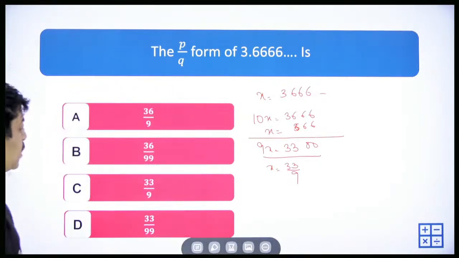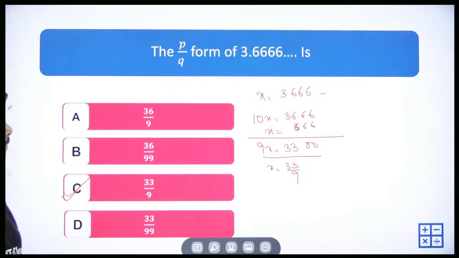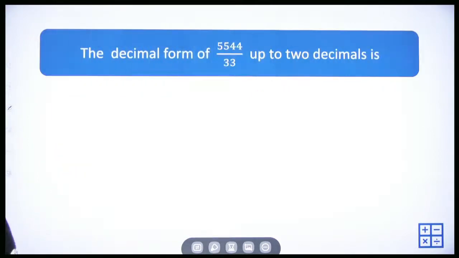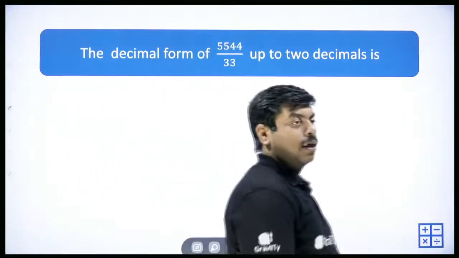Okay, so which option is that? Option C matches the correct answer, 33 by 9. Alright, so the next one: the decimal form of 5544 by 33 up to 2 decimals is.